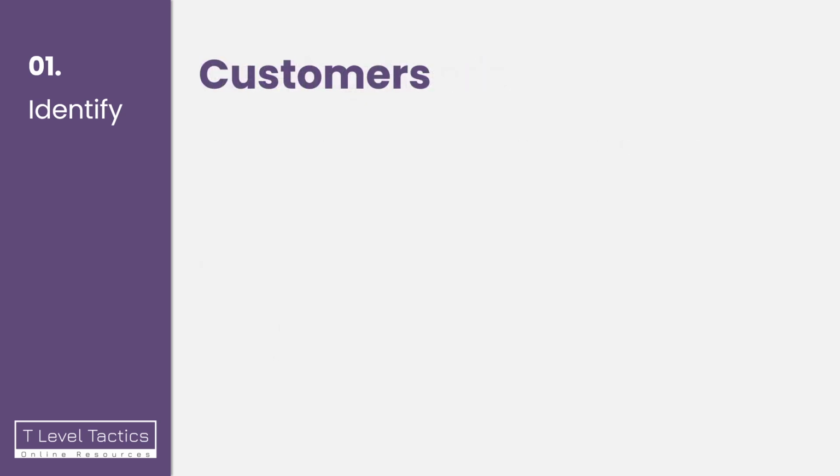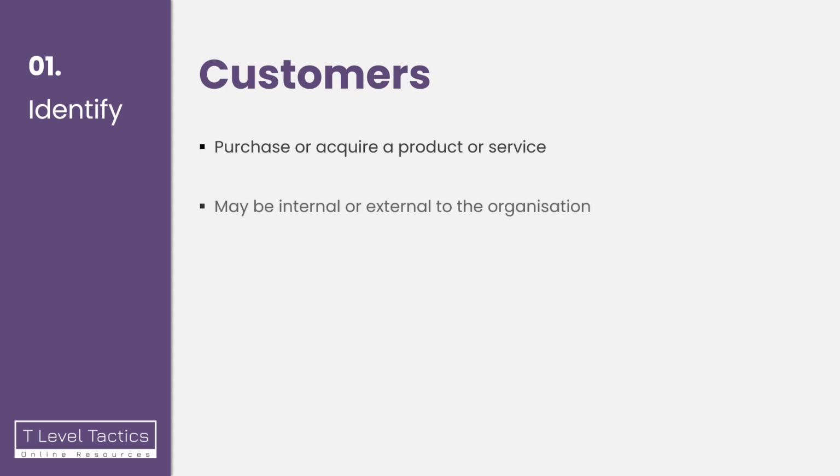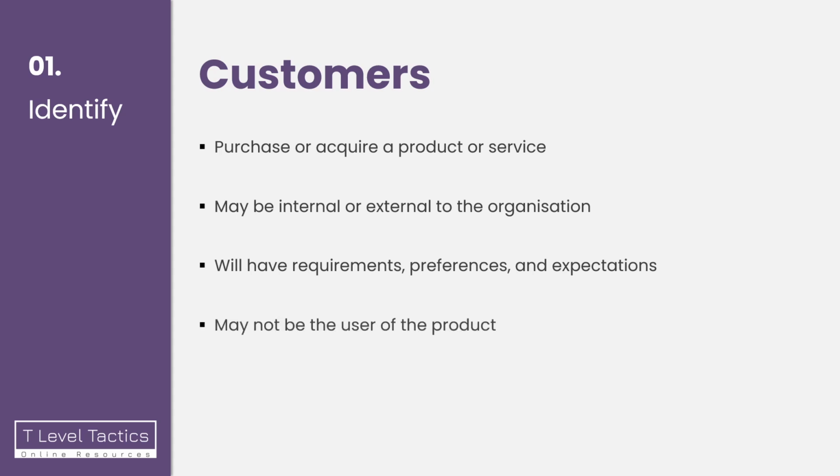A customer is going to be somebody who purchases or acquires a product or service from us. They could be internal to the organization, but usually external. They're going to have requirements, preferences, and expectations. And customers may or may not be the user of the product, but they will be the person or people who have the authority to make purchasing decisions. So, for instance, the purchasing department of another organization.